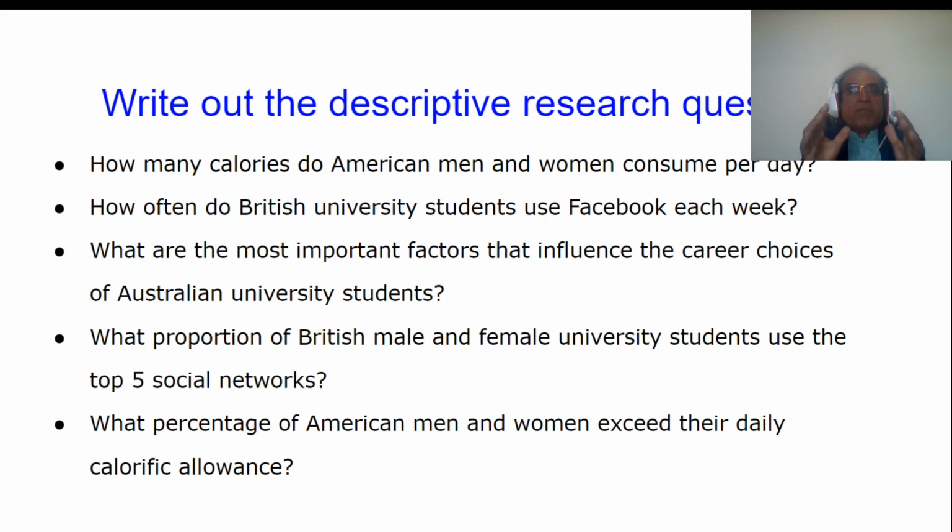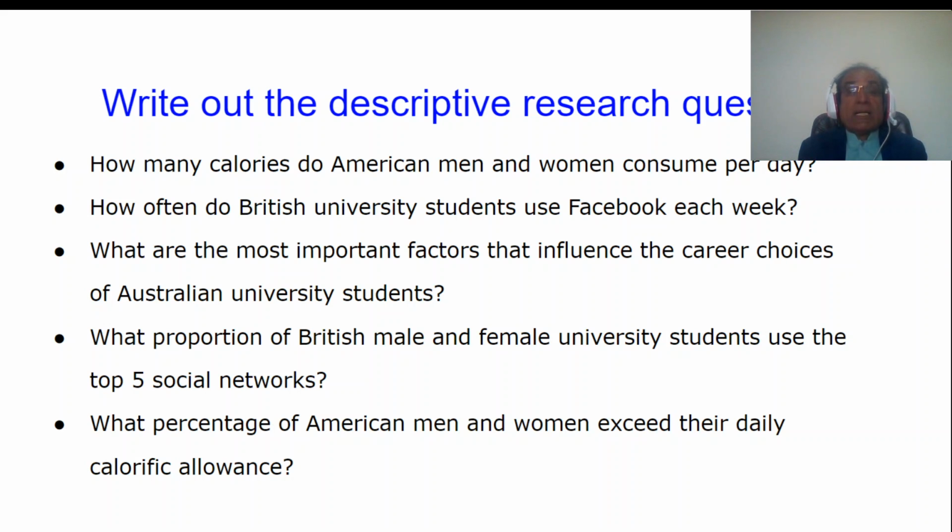Now I would like to share a few examples of the descriptive research question. How many calories do American men and women consume per day? How often do British university students use Facebook each week? What are the most important factors that influence the career choice of university students? What proportion of British male and female university students use the top five social networks? What percentage of American men and women exceed their daily caloric allowance?